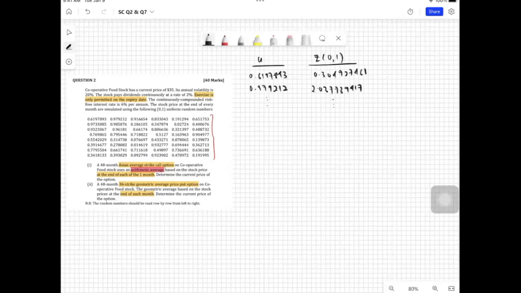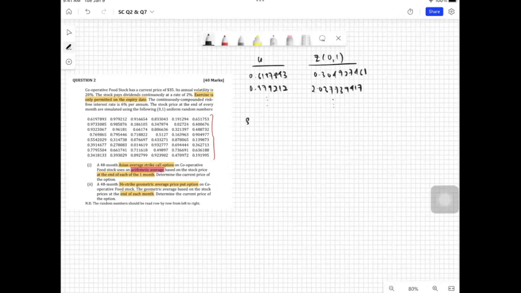So before we move into what is an Asian option and how we calculate it, we'll just break down the basics first on how we calculate the stock price for each month. Given that in question 2.1, a 48-month Asian average strike call option on cooperative food stock uses an arithmetic average based on the stock price at the end of each 1 month. So basically, each period is denoted by 1 month. So that is 48 months.